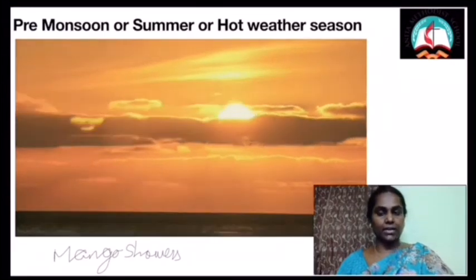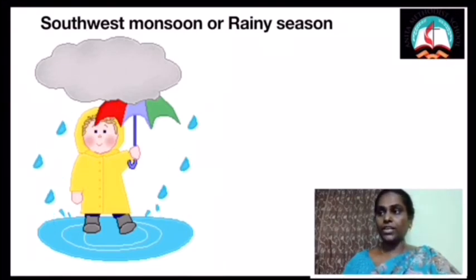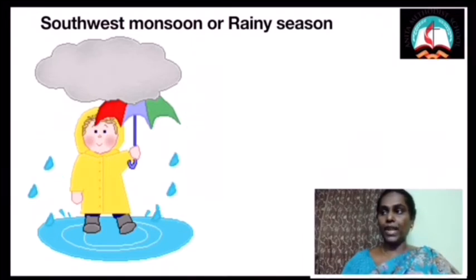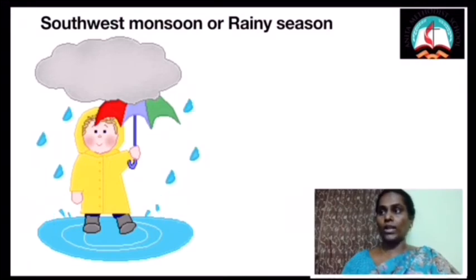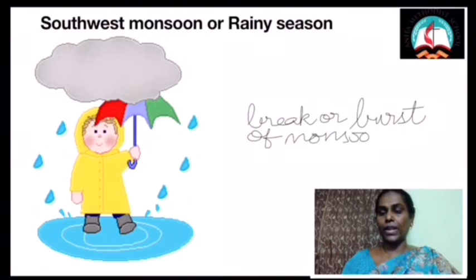Let's learn about the southwest monsoon or rainy season. Prior to the onset of the southwest monsoon, the temperature in North India reaches up to 40 degrees Celsius. The sudden approach of monsoon wind over South India with lightning and thunder is termed as the break or burst of monsoon. It lowers the temperature of India to a large extent.